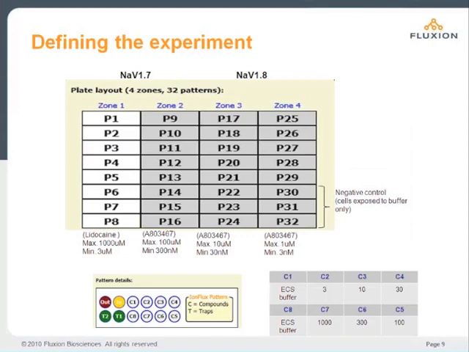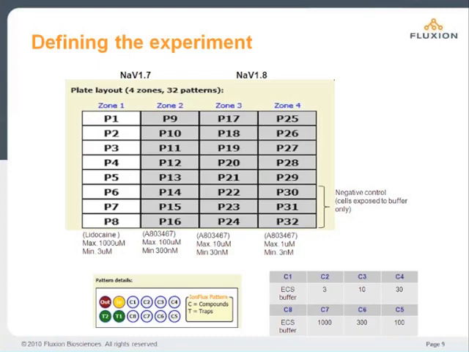For instance, if we were to run an experiment on an IonFlux HT where we wanted to compare two compounds against two different NAV channels, NAV 1.7 and NAV 1.8, we may set up the plate in the following way. In zones 1 and 2, we will use NAV 1.7 cells, and then in zones 3 and 4, NAV 1.8 cells. Each zone will have 8 patterns, with each pattern giving 2 recordings. So we have 32 NAV 1.7 recordings and 32 NAV 1.8 recordings.